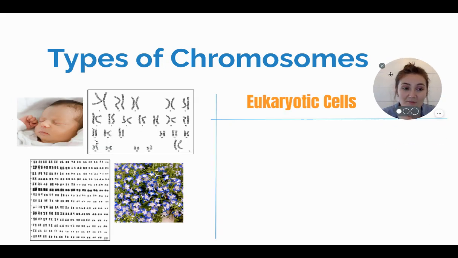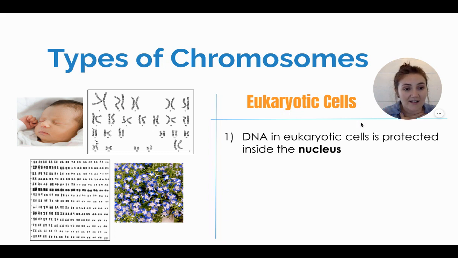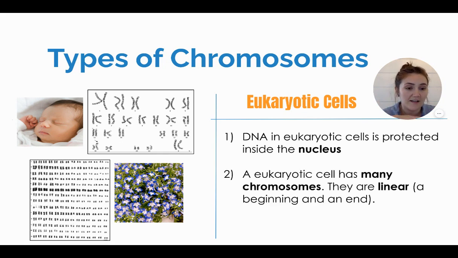Eukaryotic cells are a little bit different. We're a little bit more complex. So our DNA is protected inside the nucleus. And again, this applies to all eukaryotic organisms. So a eukaryotic cell has many chromosomes, not just one, but many of them, and they're linear. And what that means is that if you were to unwind a chromosome and line it up straight, there would be a beginning and an end. That is what linear is referring to.